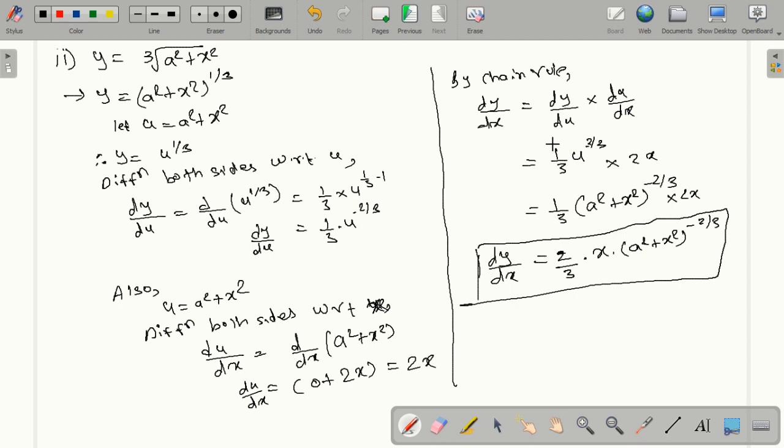So you need to substitute first the dy by du, and then you need to substitute du by dx, and you need to just simplify it and write the final answer. This is very easy, guys. I hope you are not facing any problem.